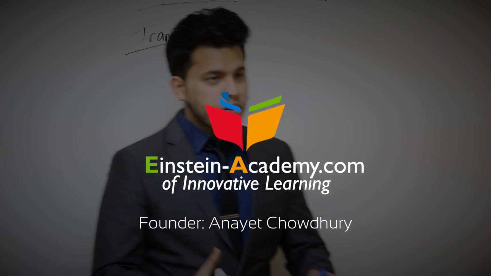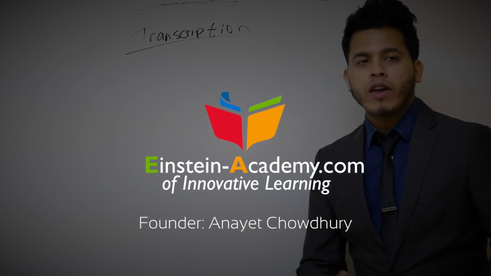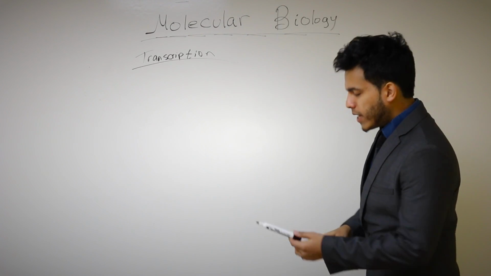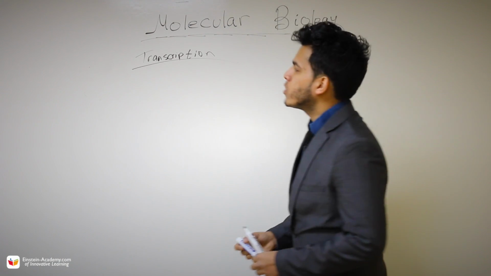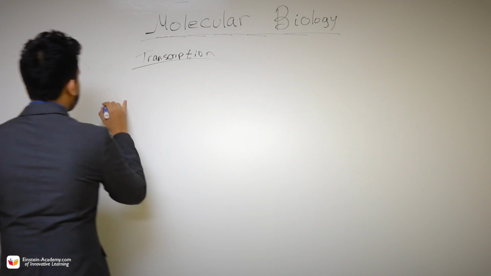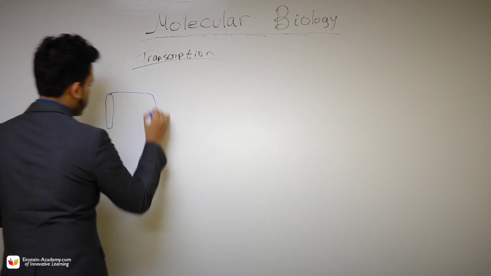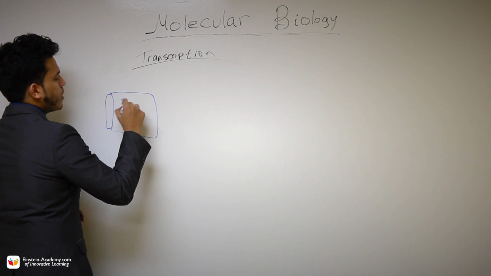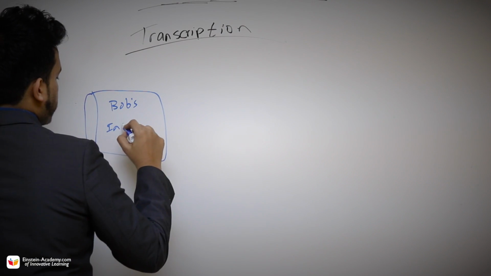Okay, so now we're still learning about the central dogma of biology. And in this video, we're going to learn about transcription. So let's take a step back and understand what's going on right now. So we have a book. Let's just say, here's a book. And this book is called Bob's Information.